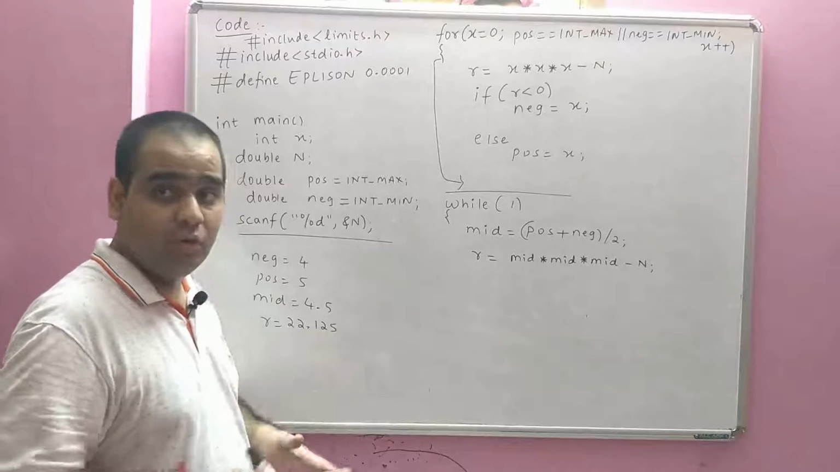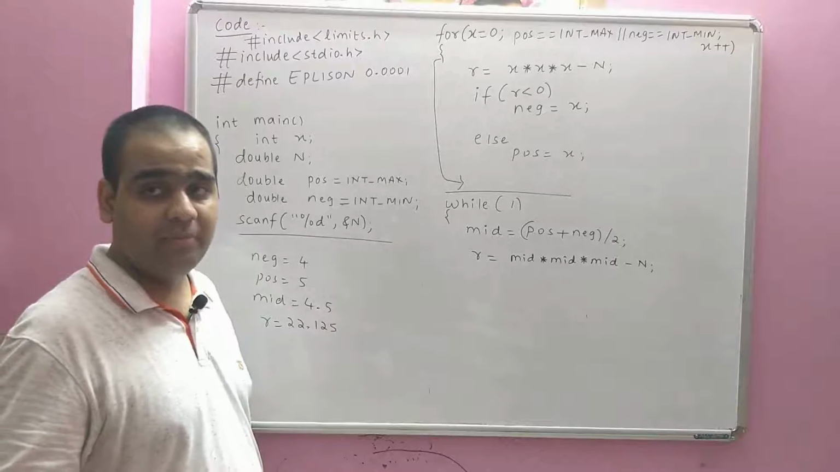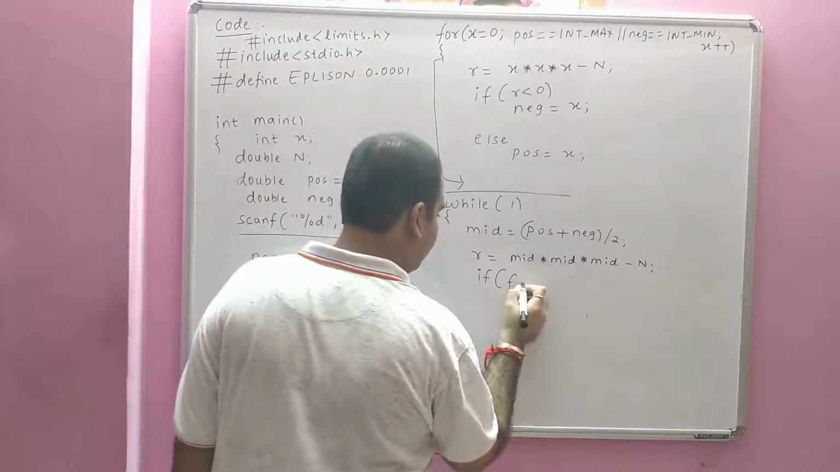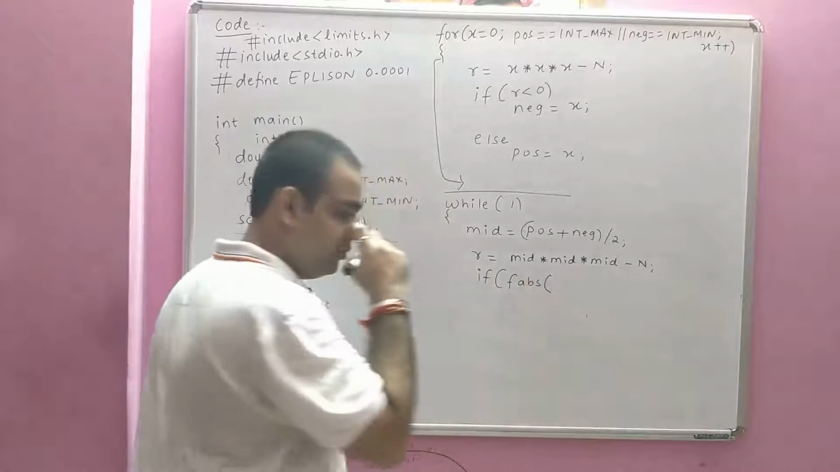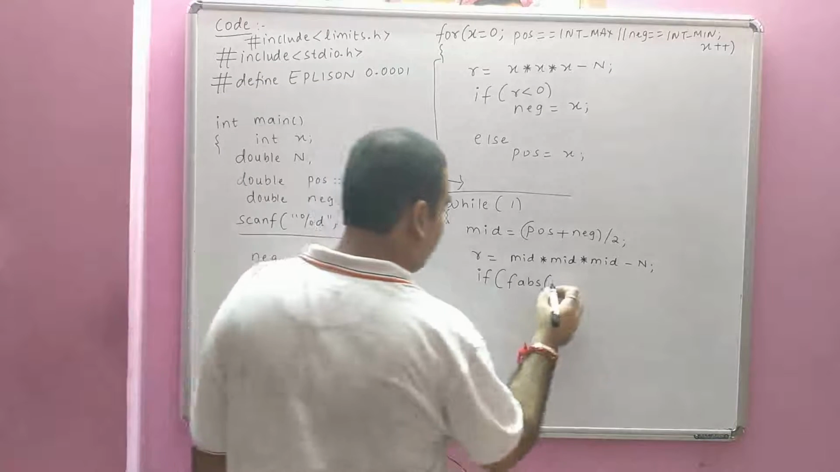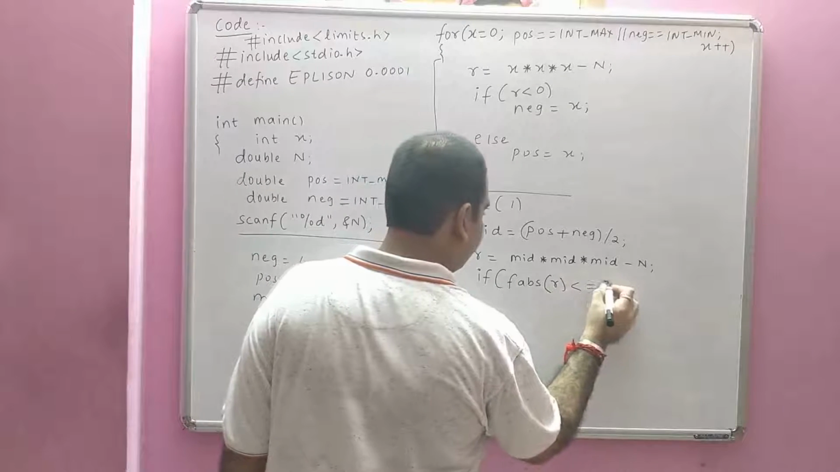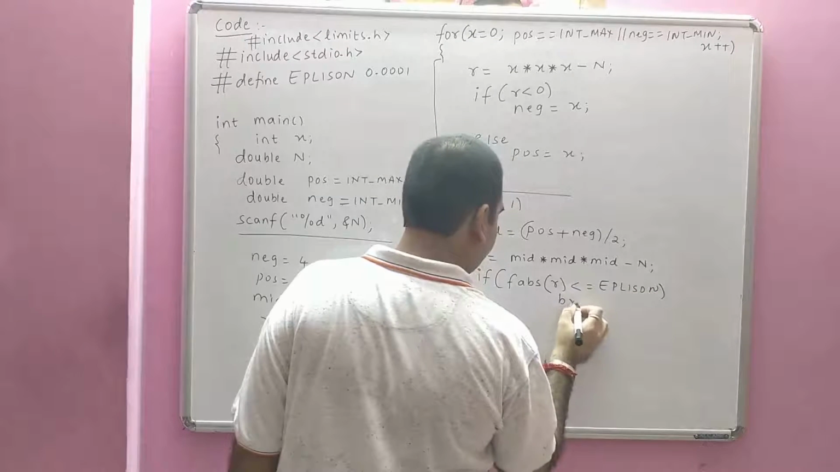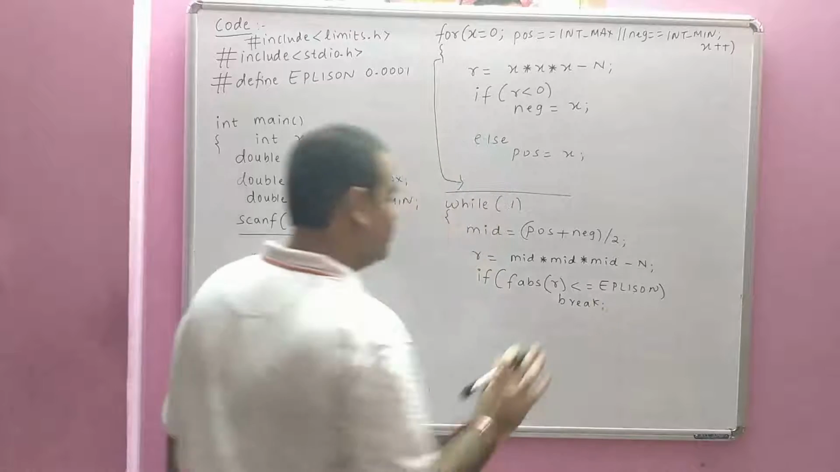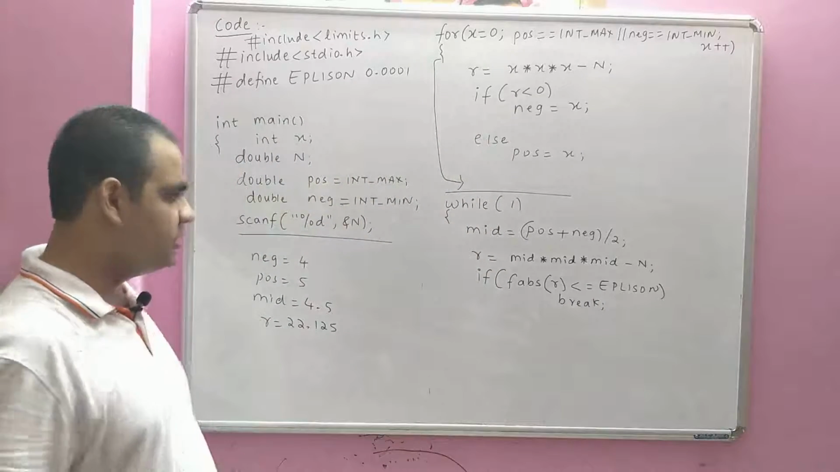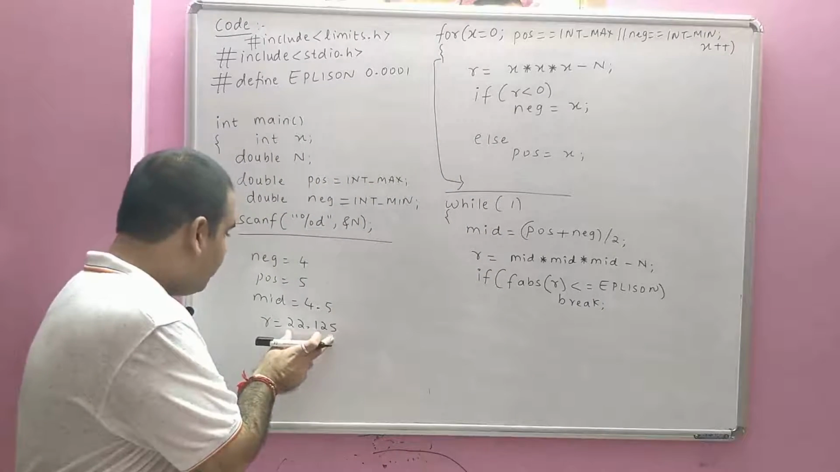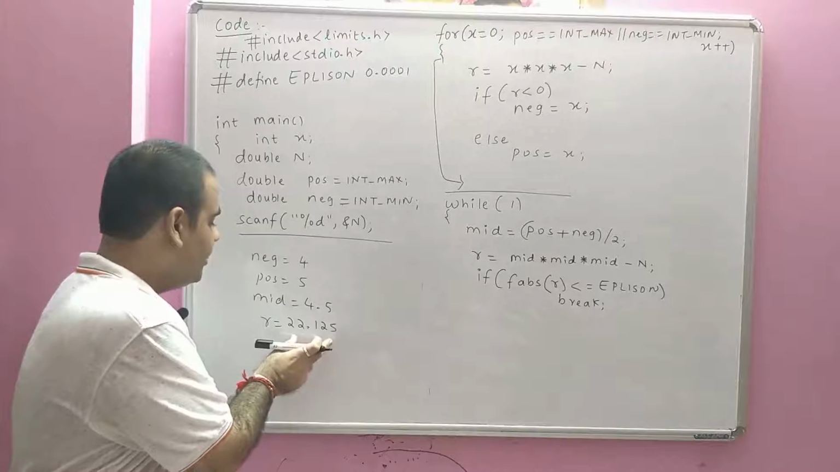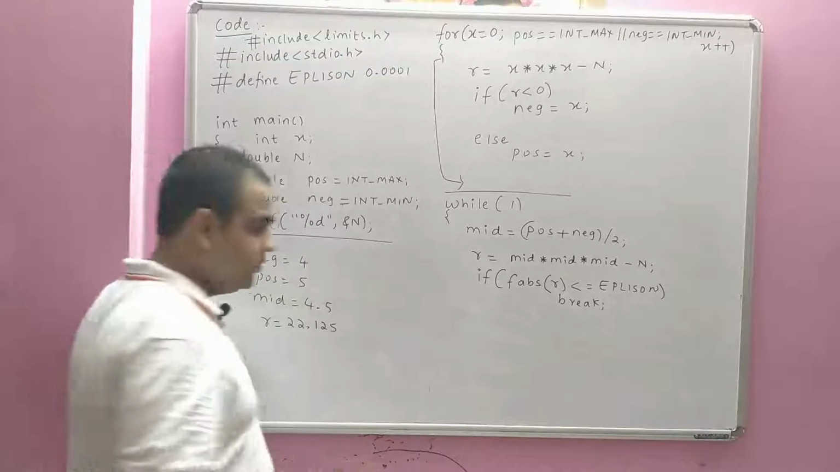the epsilon value. Now if it is less than or equal to epsilon value, we need to stop. Hence we write if FABS of R, why FABS? Because it's a real number. FABS of R, if it is less than or equal to epsilon, then we break from this infinite loop. Now it is not less than or equal to epsilon because it is positive. Now if it is positive, replace the positive value by mid, and if it is negative, replace the negative value by mid. That's the next thing.